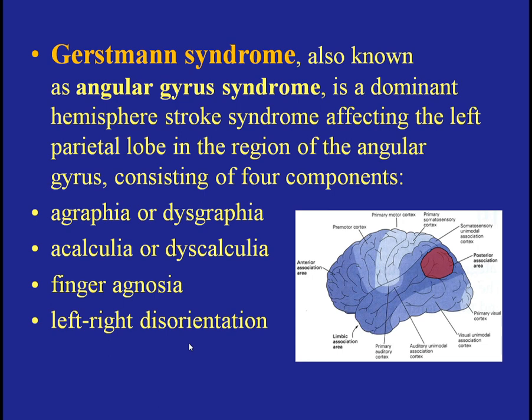And typical Gerstmann syndrome, in case of angular gyrus pathology, a dominant hemisphere stroke syndrome affecting the left parietal lobe in the region of the angular gyrus, consisting of 4 components: agraphia or dysgraphia, acalculia or dyscalculia, finger agnosia, and left-right disorientation. Gerstmann syndrome.